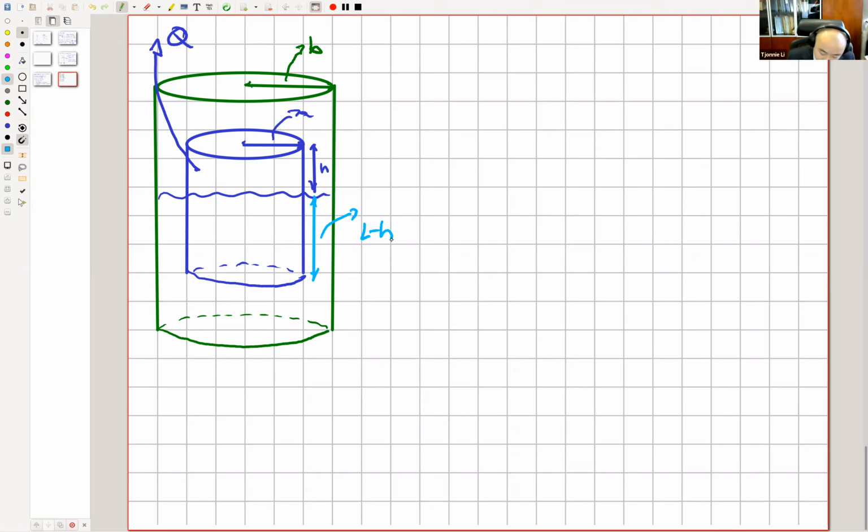Okay, now this liquid has a particular permittivity. Let's call it epsilon. And then the whole question is geared towards something relatively simple. What is the electric field inside this material?